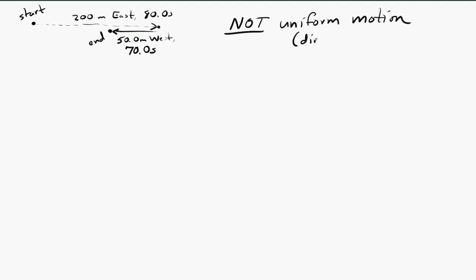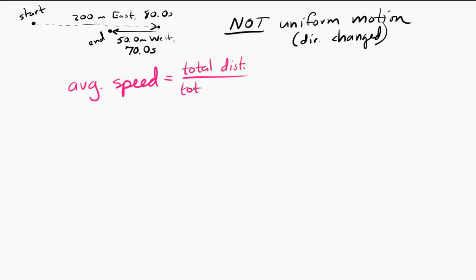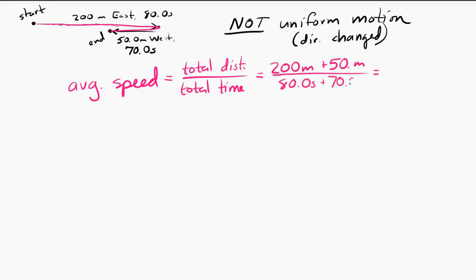So we have to figure out the average speed and the average velocity. We're not going to just figure out speed and velocity, but average speed and average velocity. The average speed here, well, that's the total distance divided by the time that it takes, and the total distance you traveled was 200 meters plus 50 meters, so that's 250 meters of distance, and it took you a total of 150 seconds to do the whole motion. And that gives you an average speed of 1.67 meters per second.